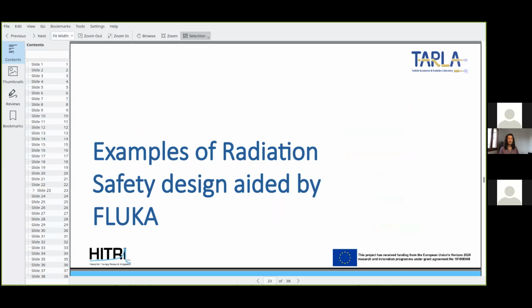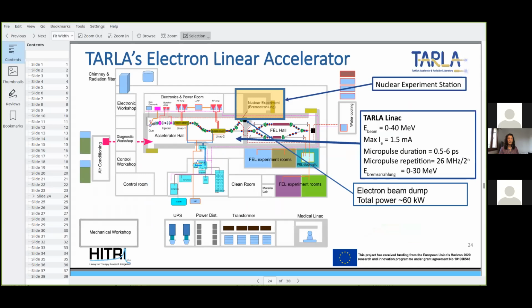Okay, so let's move on to the three examples that I mentioned. The first one will be my main facility here, which is the Tarla Electron Linear Accelerator. Here is the area of the nuclear experimental station. This area is the main LINAC hall. The free electron laser, which will be constructed, is in this area. And I also pointed out the area of the electron beam dump, which, when working, is the highest source of radiation.